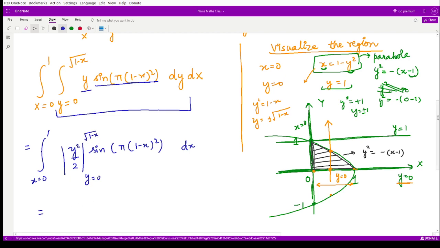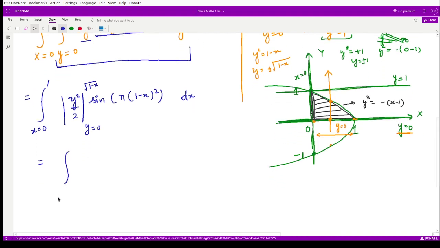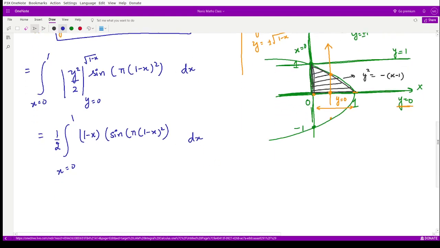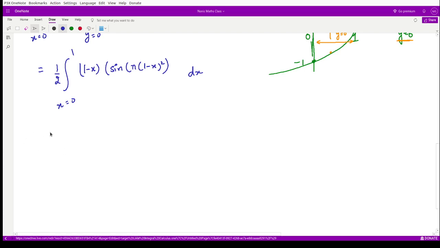So this quantity would simply be equal to integration x varying from 0 to 1 dx, and this 1 by 2 could be taken outside. So y square, when you substitute the upper limit, it would be 1 minus x. When you substitute the lower limit, it would be 0. So you have 1 minus x into sine of pi 1 minus x whole square. Right. So now can you perform the integration with respect to x here?